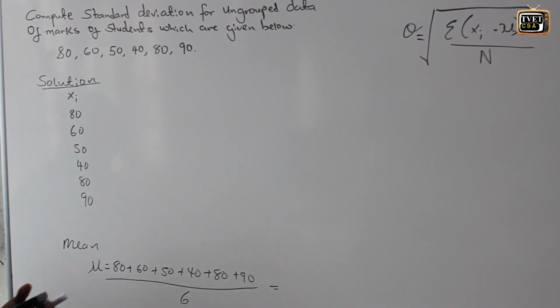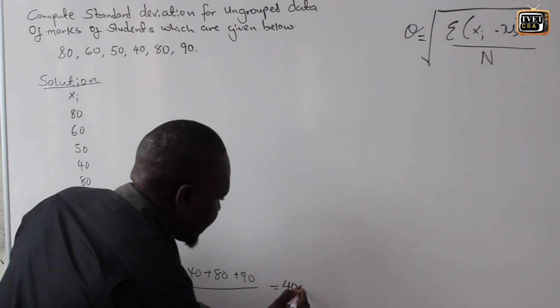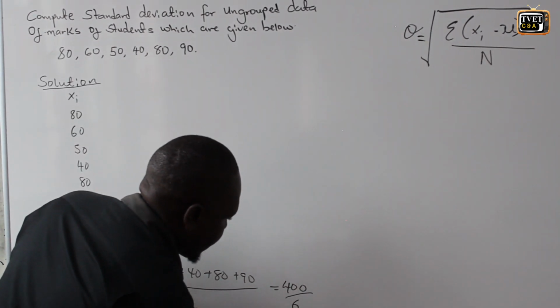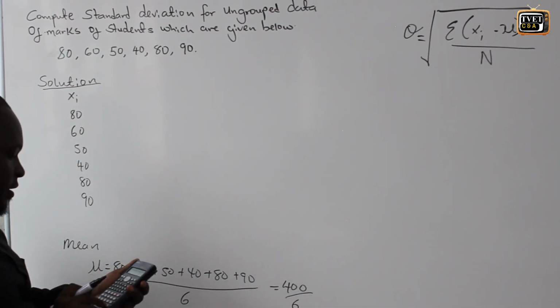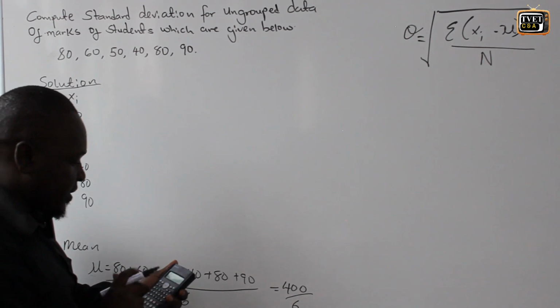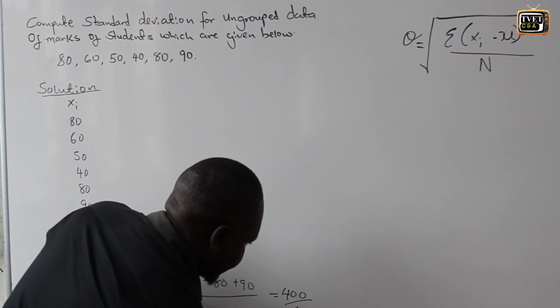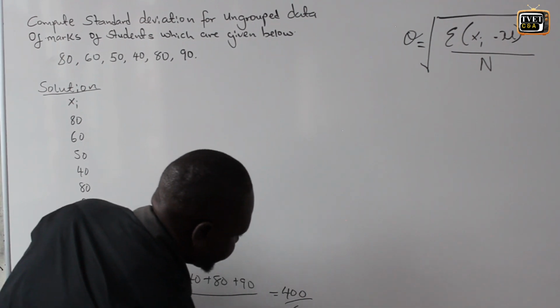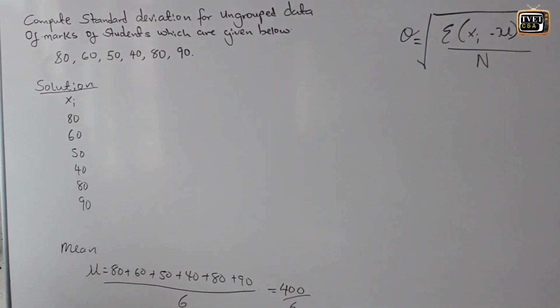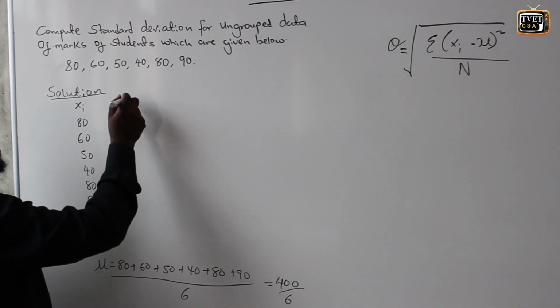You come up and find what? Our total here is 400. Divide by 6, our mean will be 66.7.